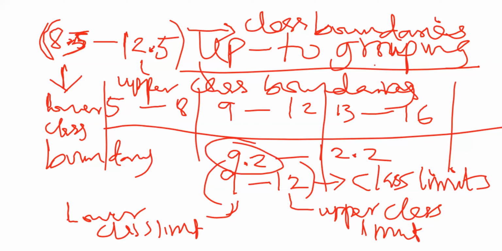This 9.2, I'm going to subtract 0.05, and I'm going to add 0.05 to 12.2. So if it's a whole number, you subtract 0.5. If it's one decimal place, you subtract 0.05. If it's two decimal places, you subtract 0.005, and so on. Any questions?